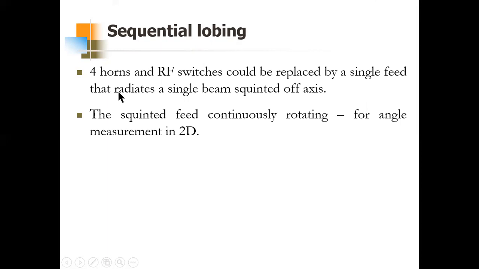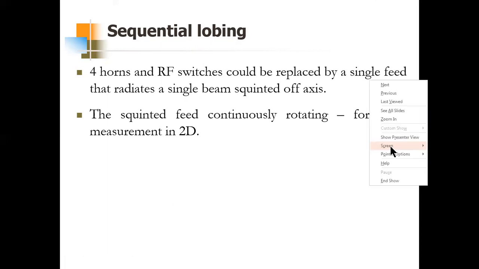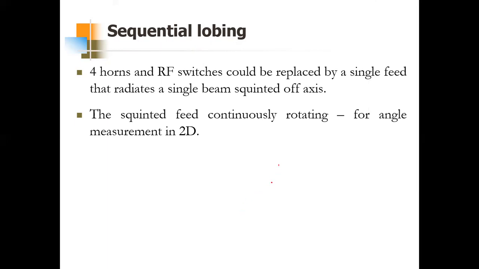So usually these four horns and RF switches could be replaced by a single feed that radiates a single beam squinted off axis. That's what I was telling now. So we have a parabolic reflector antenna. In sequential lobing, we have four different feeds switching to four different locations. Instead of having four different locations, if this is the axis, you can have one feed which is squinted off axis and gives you a beam like this.